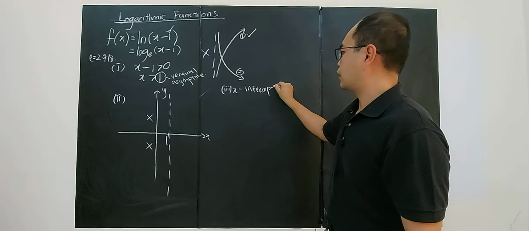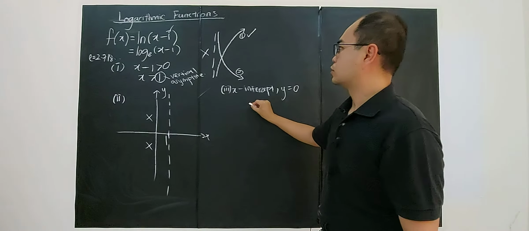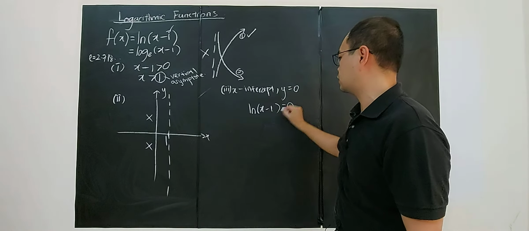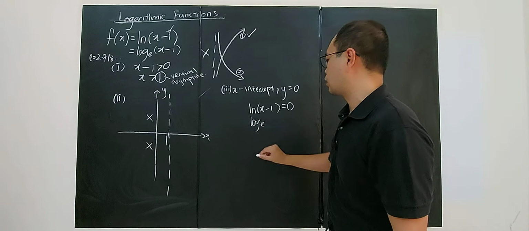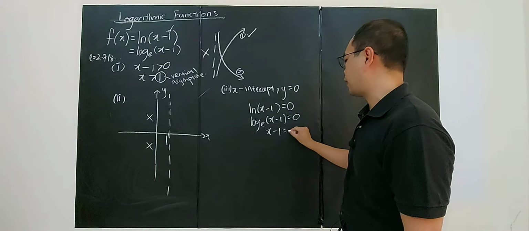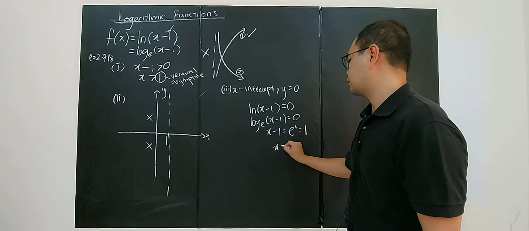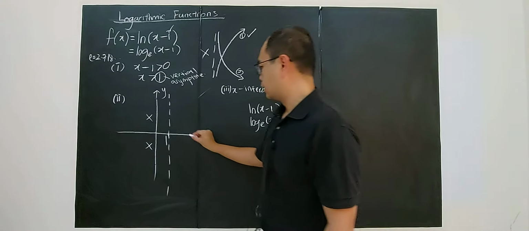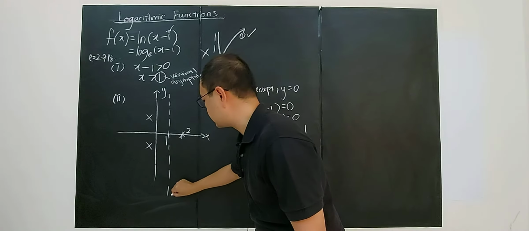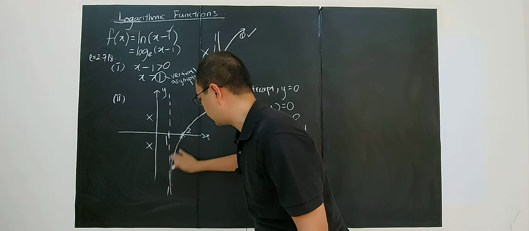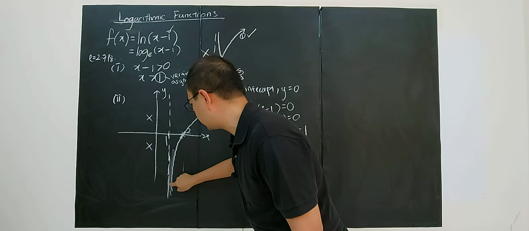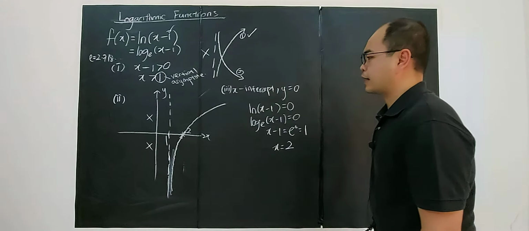Then you have y equals 0. So it means that y equals ln of x minus 1 must be equal to 0. You know that ln is log to the base e, so x minus 1 will be equal to e to the power of 0, which is 1. And x equals 1 plus 1, so you have 2. So 2 here is the x-intercept, and the graph has to move in this direction. Very simple. Sketch. Oops, you cannot draw this way. You will not touch this line here, the line x equals 1.